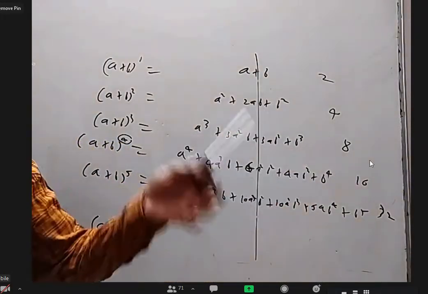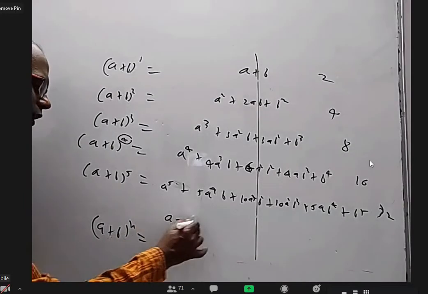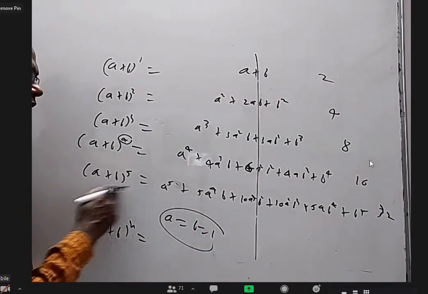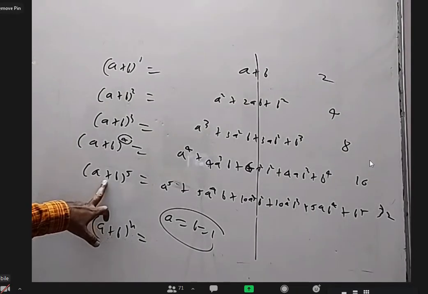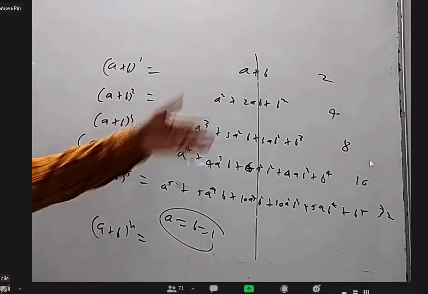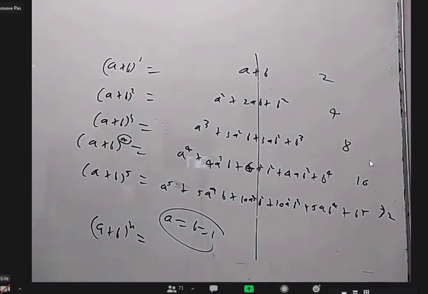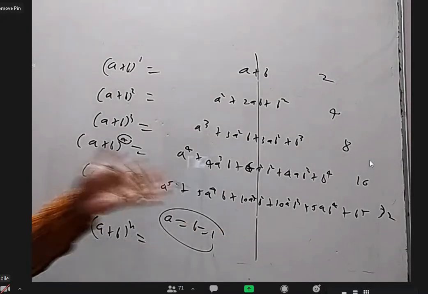Why it will come like this is very obvious. You know why? Put a equal to b equal to 1 on both sides here. What will happen? Right side is 2 power 5, 32. Left side is 2 power 5, 2 power 4, 2 cube, 2 square. So it has to come like that. It is not like any great formula, right? You put a equal to b equal to 1, LHS and RHS should come the same.